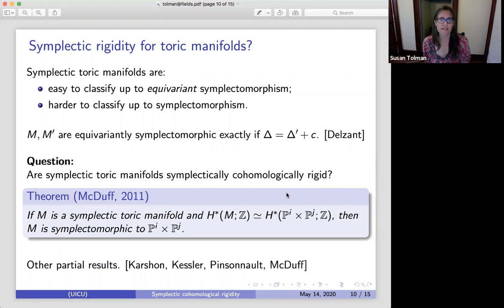And there's been a number of other partial results due to Karshan, Kessler, Pinnicel, and McDuff. Sorry, I'm losing my voice a little bit. But most of these other results are not actually saying that things are symplectomorphic. What they're saying is that there's a finite number. So this goes back to Liat's talk. She wasn't looking at the toric case, but when you have a finite number of tori, that's sort of some way towards proving this, but it's not quite it, because you won't know that you actually have an isomorphism.